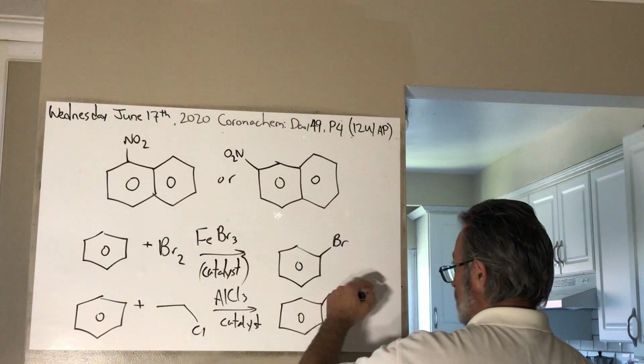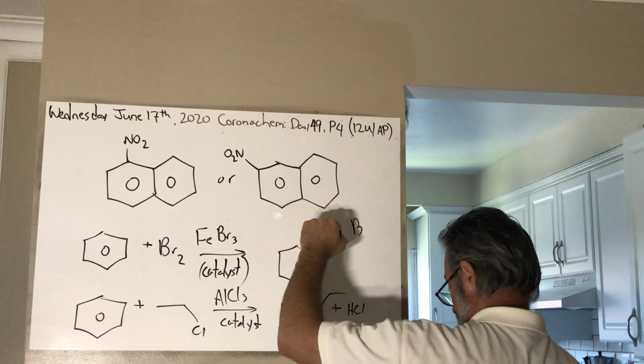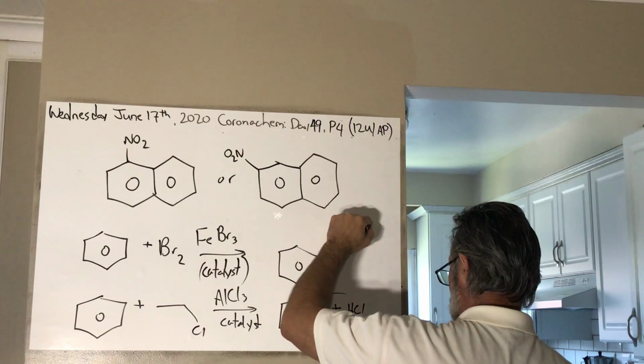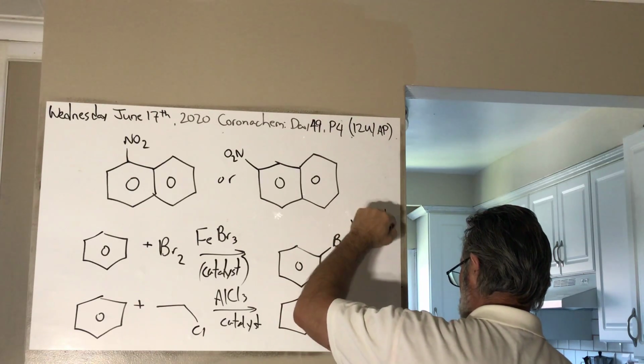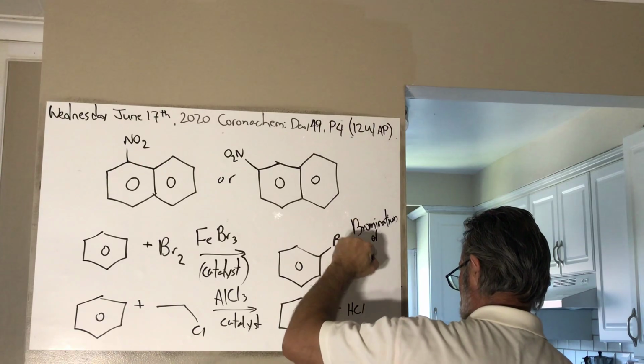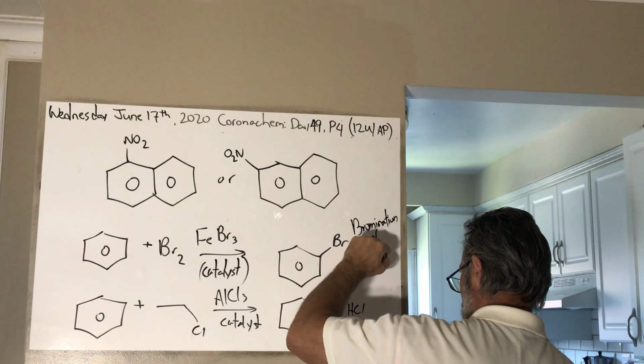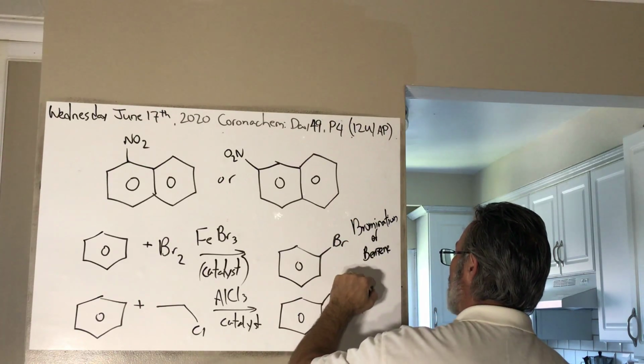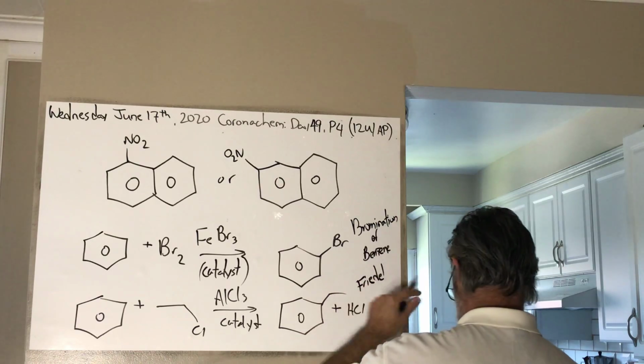So this is called the bromination of benzene. And this is called the Friedel-Crafts alkylation.